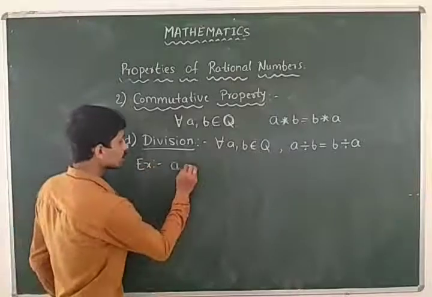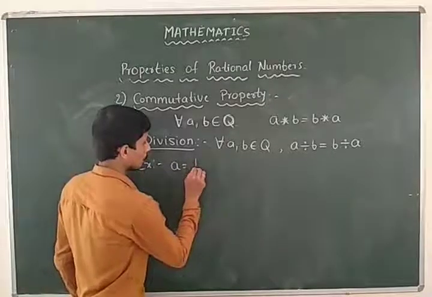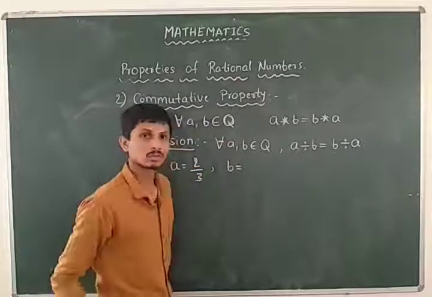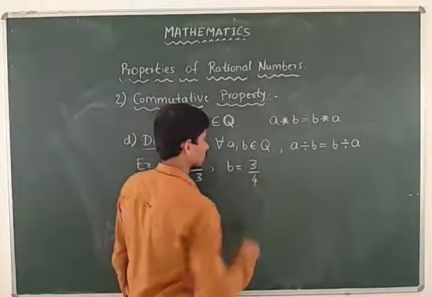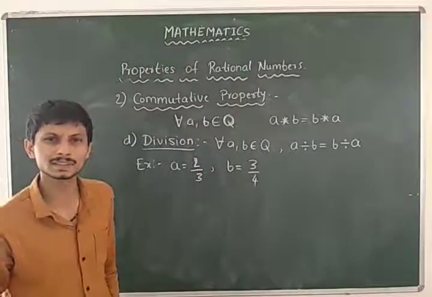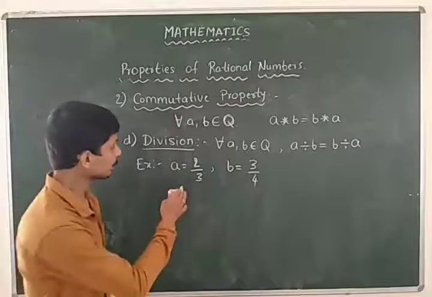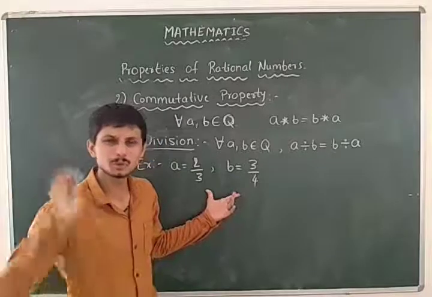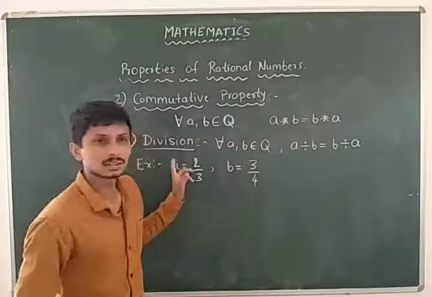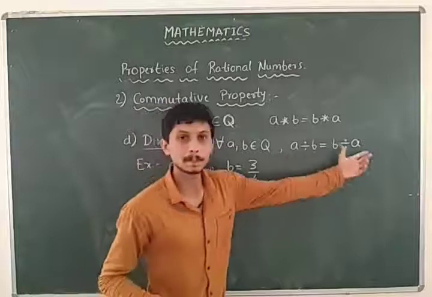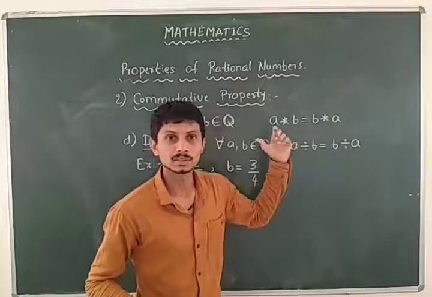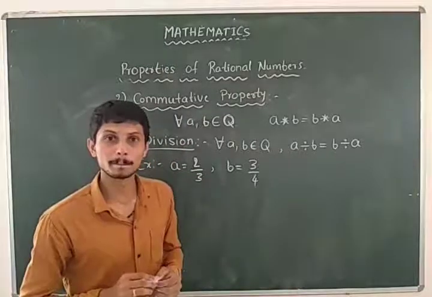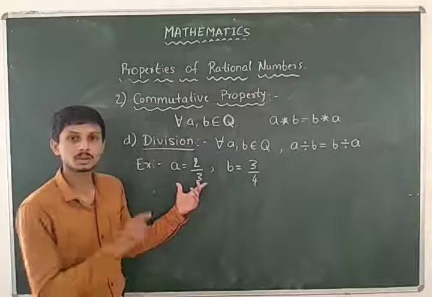So I take a is equal to 2 by 3 and b is equal to 3 by 4. You can take any examples you want. After I write these examples, just pause the video here and do your work by taking a divided by b and b divided by a. Don't wait for me to solve this problem. Here we have to check one by one.